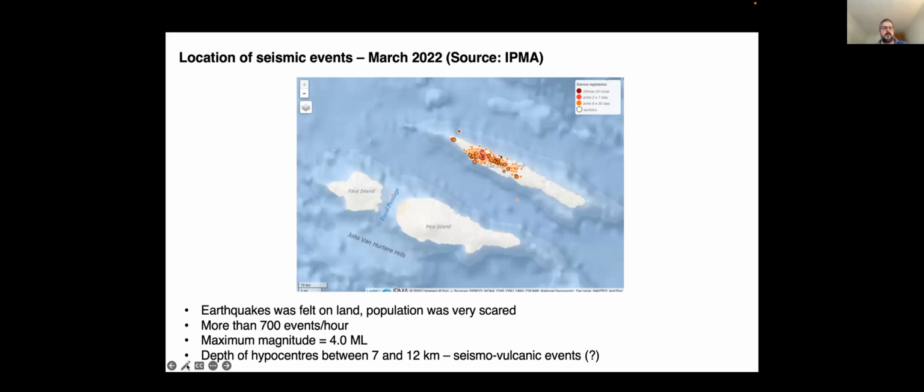In this location lots of seismic events have occurred since March 19. The earthquakes were felt on land by the population, and the population stays very scared. More than 700 events per hour occurred, and the maximum magnitude felt was magnitude 4.0. The depths of the epicenters are located between 7 and 12 kilometers depth. So we think this is a seismovolcanic event occurring in the area.